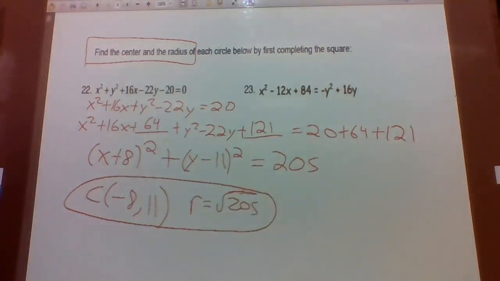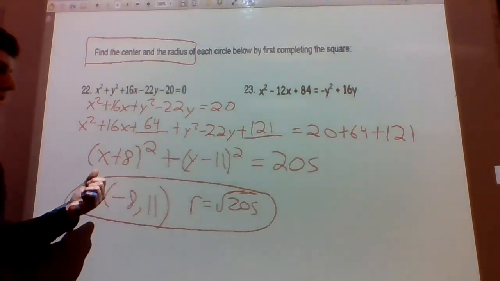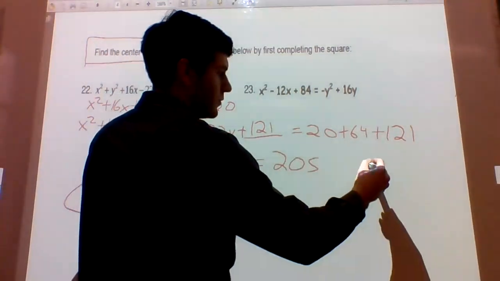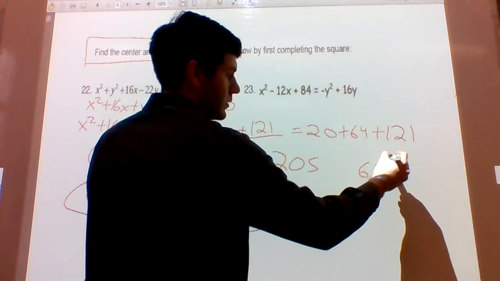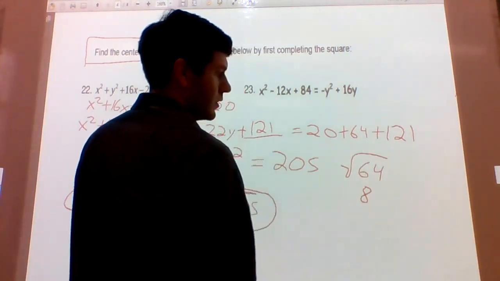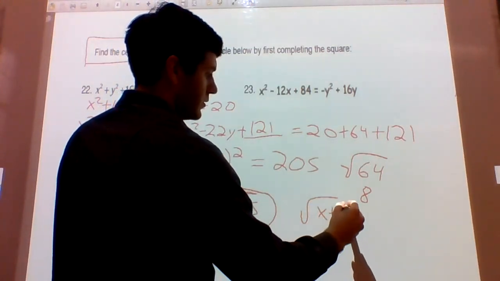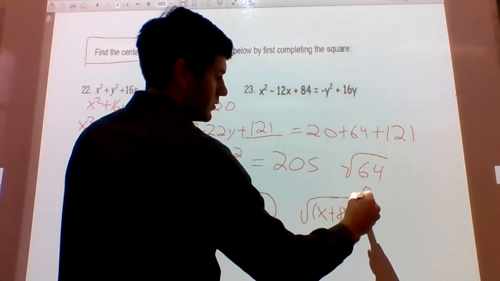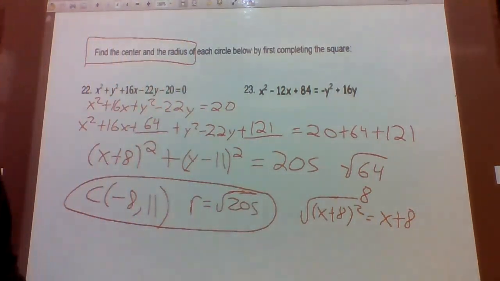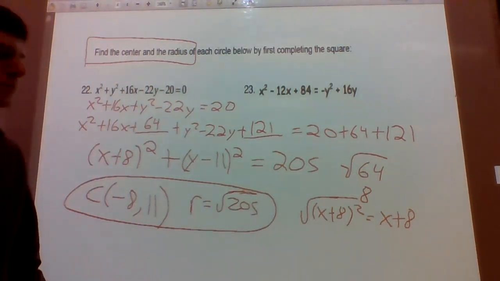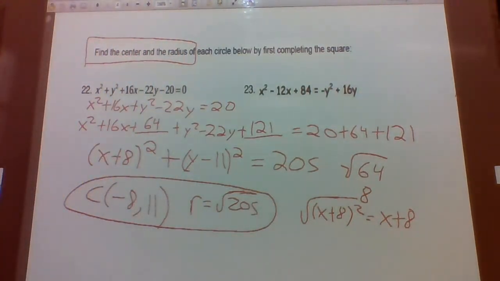These are perfect squares because, for example, 64 is a perfect square because 8 times 8, right? The square root gives you a whole number. This is a perfect square because the square root of x plus 8 squared is x plus 8. X plus 8 times x plus 8 is x plus 8 squared. That's what makes it a perfect square.